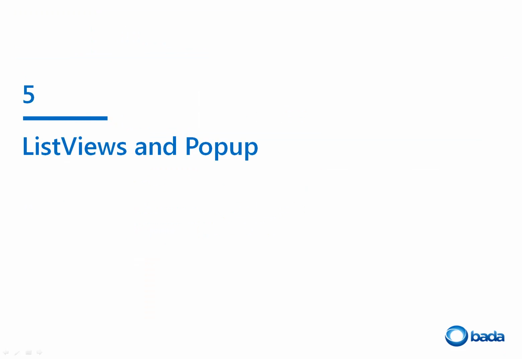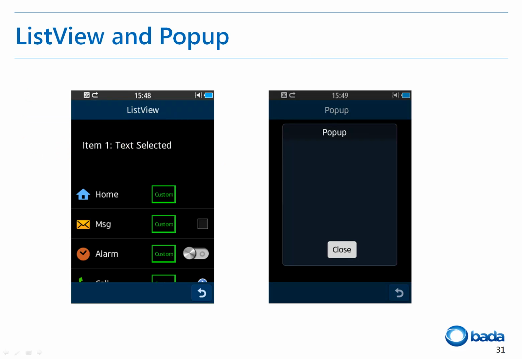Next, I'm going to discuss the list views and pop-up controls. List view and pop-up are two basic controls which can be used in many application scenarios. The list view control is used to display a list of similar items. The pop-up control can be used to display any kind of information to the user when the application is running.